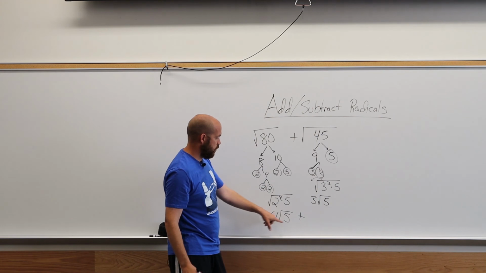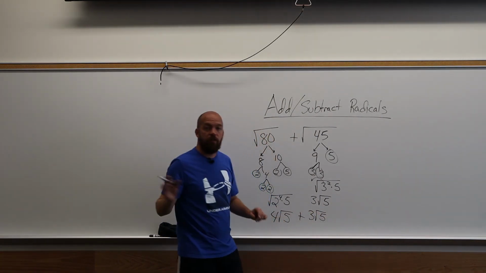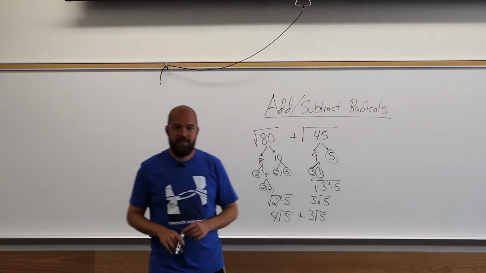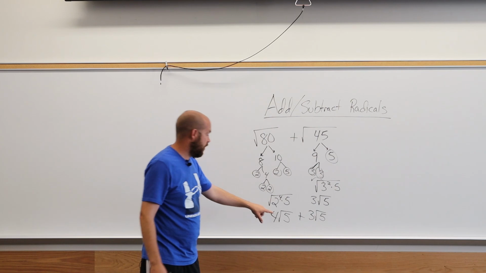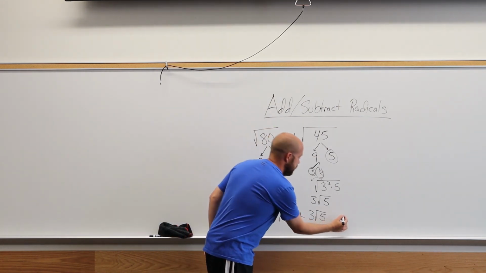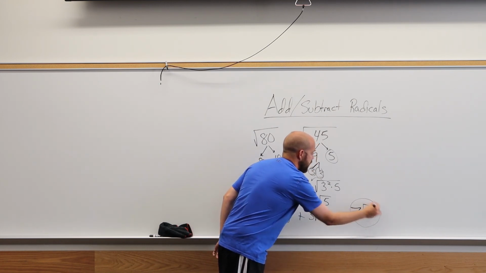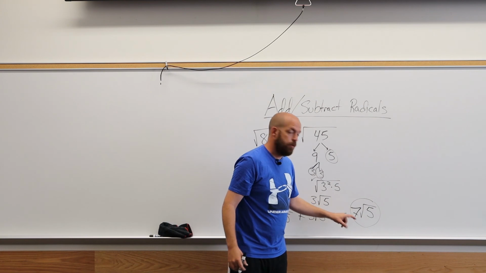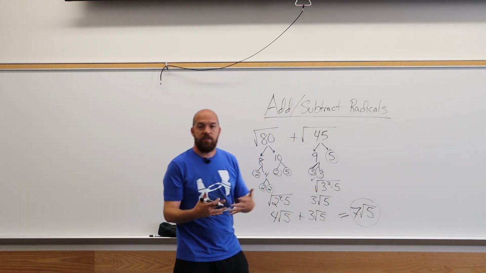So I've got 4 square roots of 5 plus 3 square roots of 5. Are they like terms? Yes, they both have square roots of 5. So how many square roots of 5 do I have? I've got 4 of them here plus 3 of them here equals, you got it, 7 total. So I have 7 square roots of 5. Notice the symbol in between them would be multiplication. This is 7 times the square root of 5, and I've just simplified it.